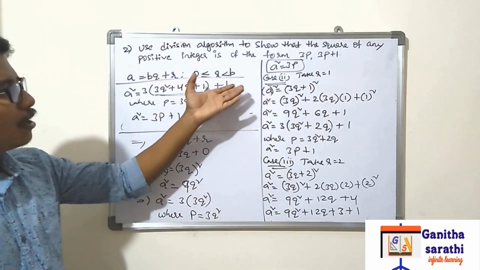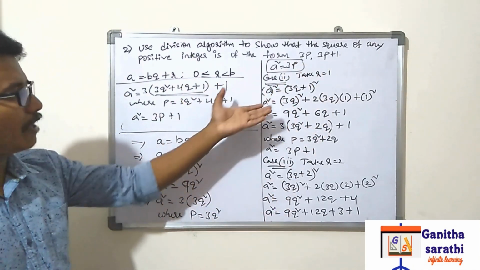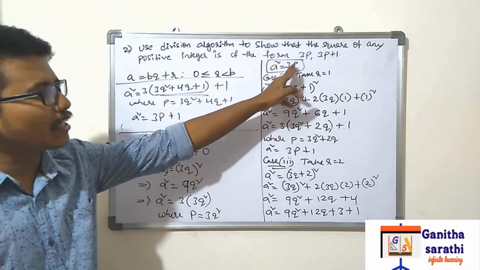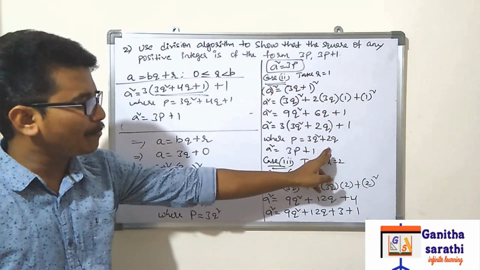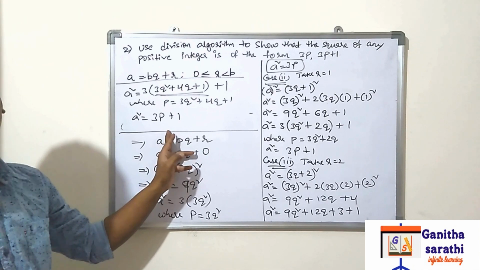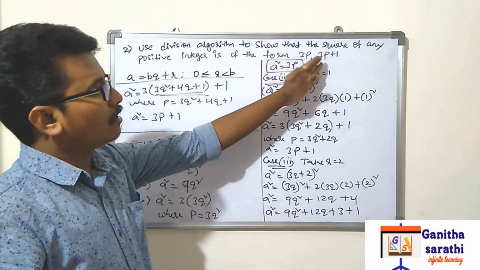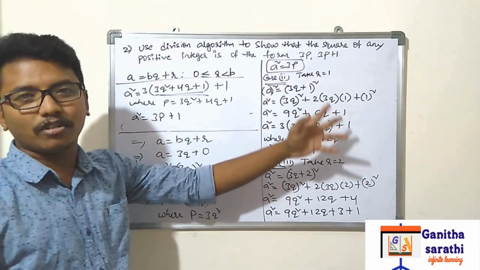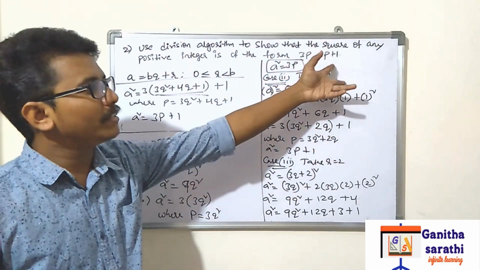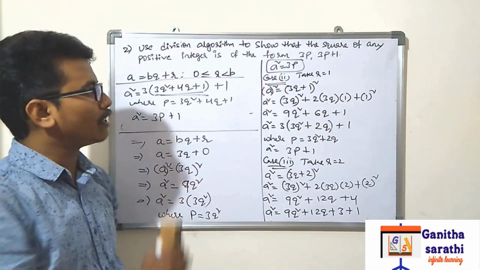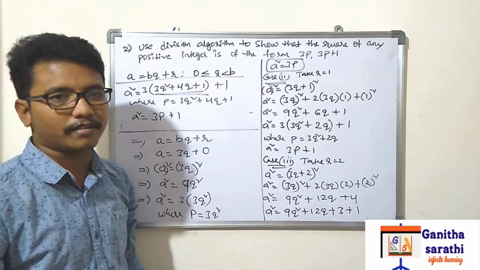So see, the square of all positive integers. Whenever you do the square, in the first case we got 3p, in the second case 3p plus 1, in the third case 3p plus 1. So the last conclusion you should write is: the square of any positive integer is of the form 3p or 3p plus 1. Okay, now let us move on to the cube of a positive integer.